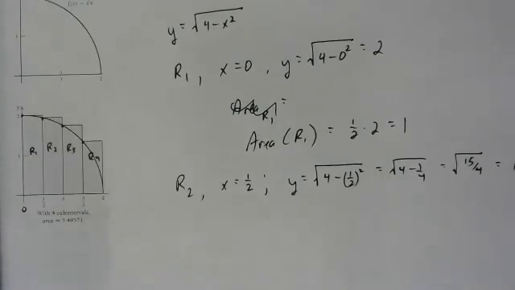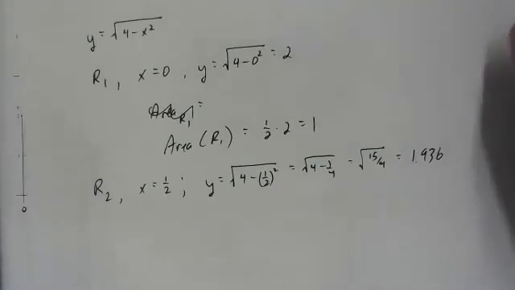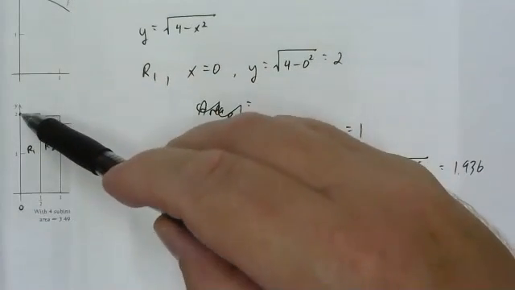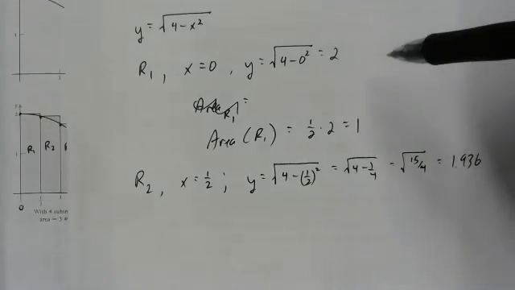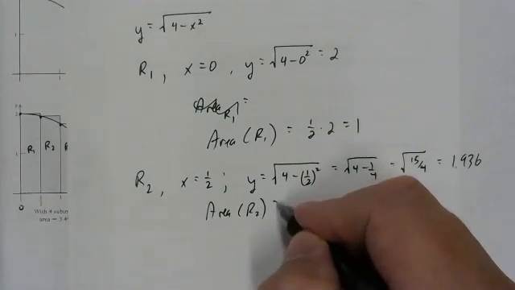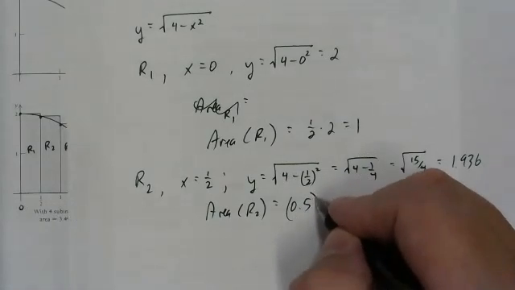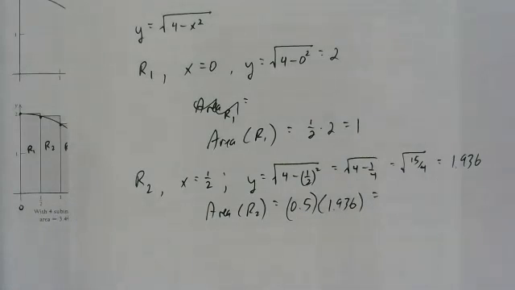So I'm saying the area of rectangle 2. Oh, you know what? That's not the area. That's the height. That sort of makes sense, right? Because the first rectangle had a height of 2. The second rectangle is just a little bit less, 1.936. So now the area of rectangle 2, the width is still 1/2. I'll call it 0.5. And the height is 1.936. So 1.936 times 0.5 is 0.968.